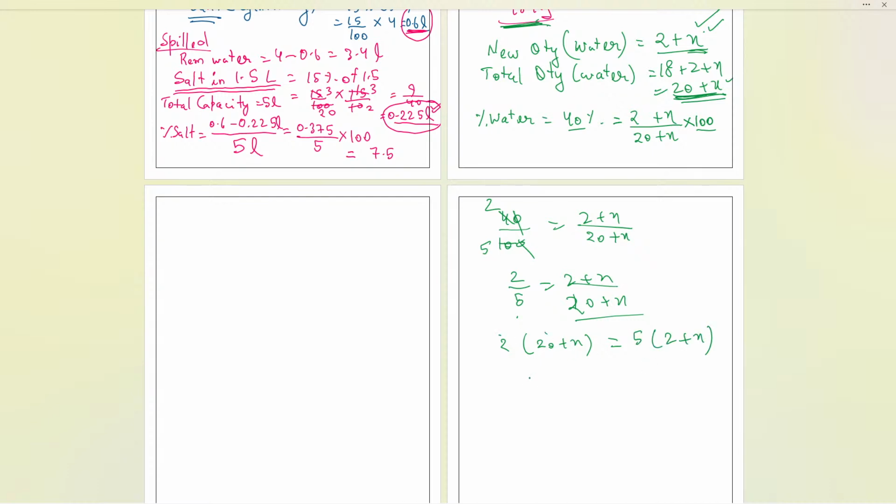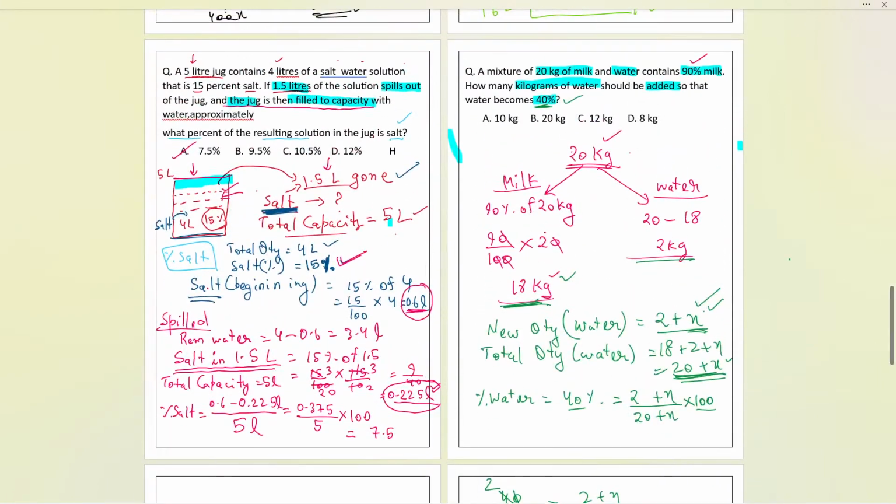So 2 times 20 is 40, so 40 plus 2x equals 5 times 2, which is 10, plus 5x. Then, taking 10 to the other side, 40 minus 10 equals 5x minus 2x, which is 3x. And this is 30. So x equals 30 by 3, that is 10. You don't have to write all of these lines if you want to solve quickly. I have written them here just to explain. You can directly solve it.